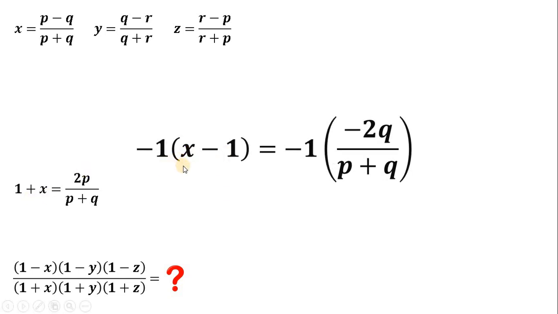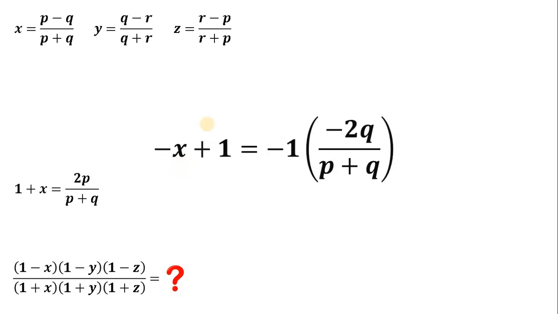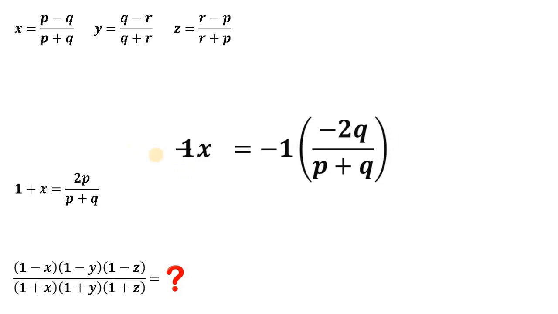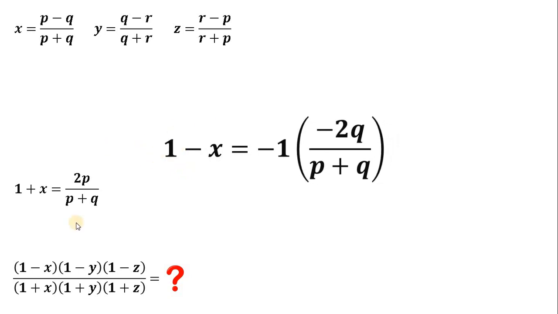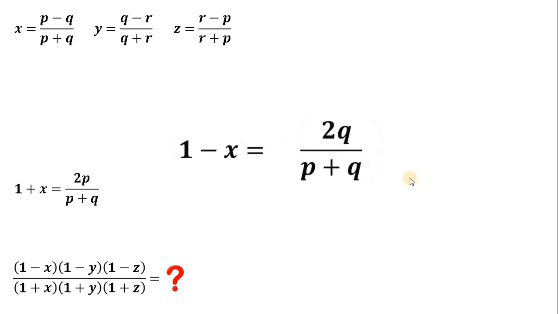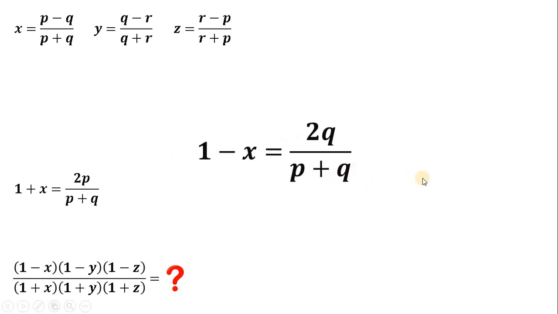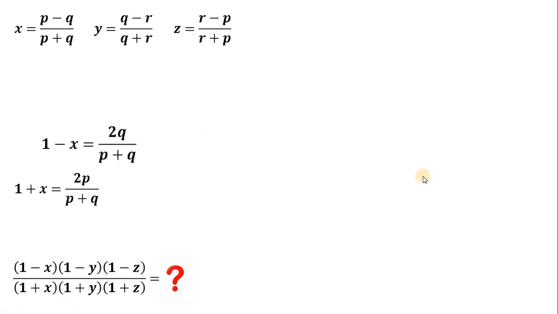On the left-hand side, this is just negative x plus 1. And negative x plus 1 is definitely equal to 1 minus x. This is what we want. And on the right side, negative 1 multiplied by negative 2q all over p plus q. This will give us 2q over p plus q. Now we have the value of 1 minus x. And now we have 1 minus x and 1 plus x.